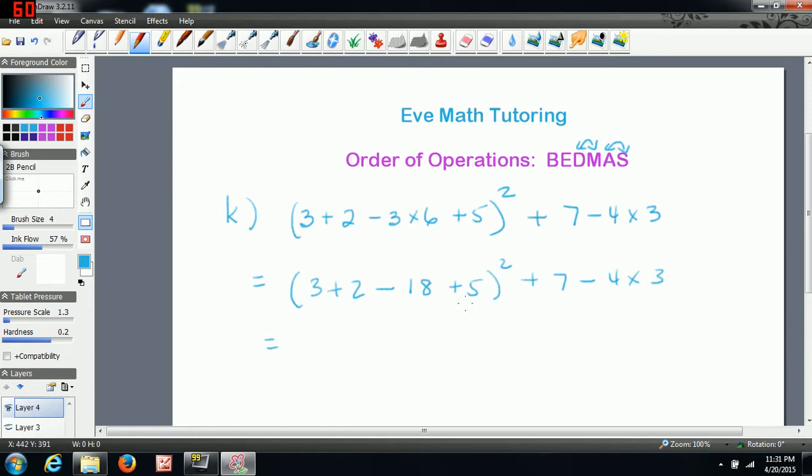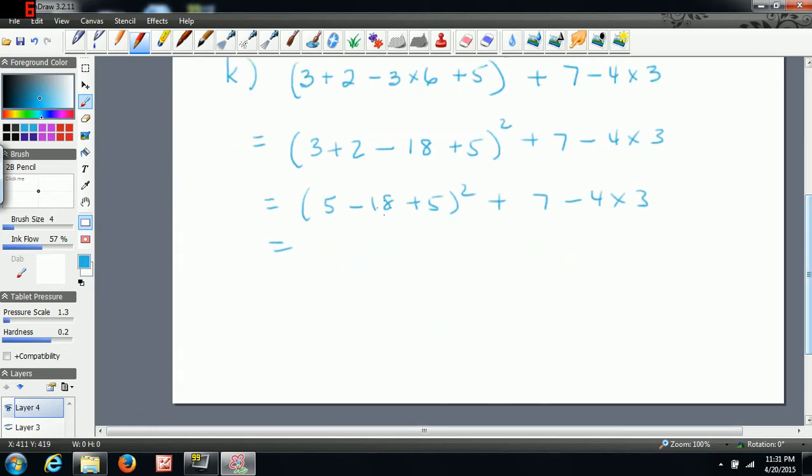Okay, now again, I'm going to work on the bracket. Now we've got addition and subtraction, so we can just go ahead and do them in any order. So 3 plus 2 is 5, minus 18. Okay, so 5 minus 18 plus 5. So 5 minus 18 is going to give negative 13. Plus 5 is going to give negative 8.